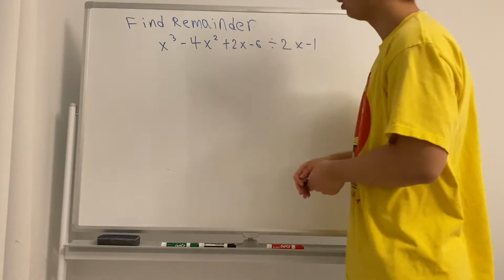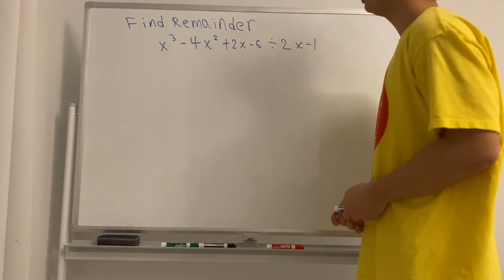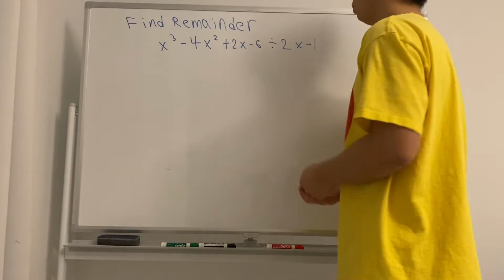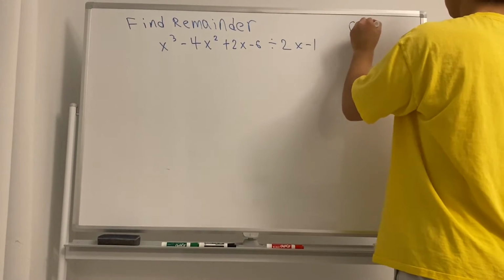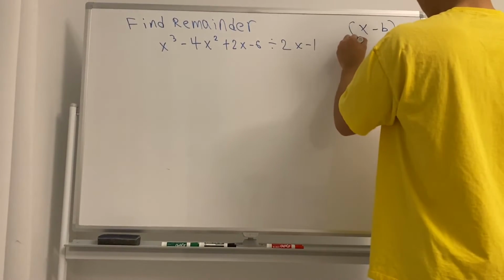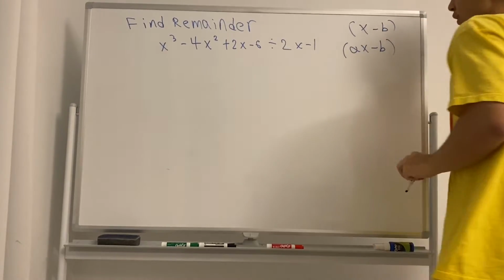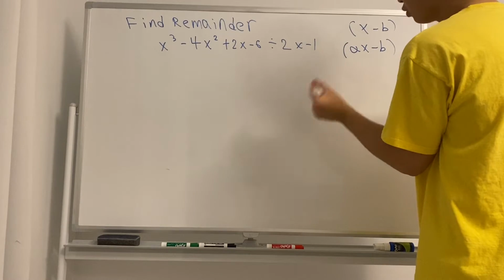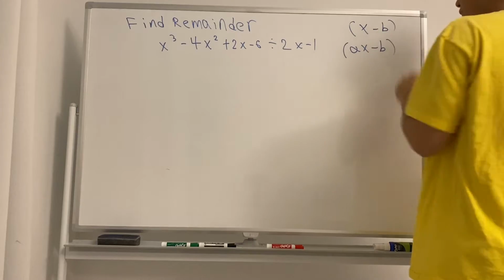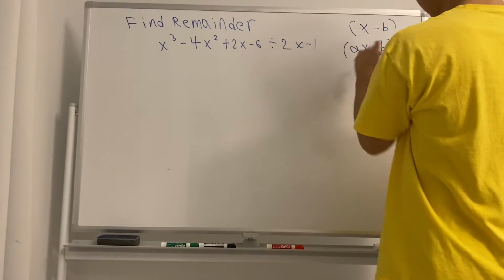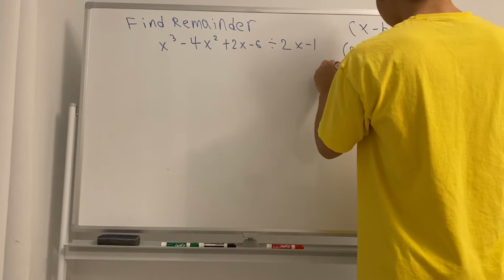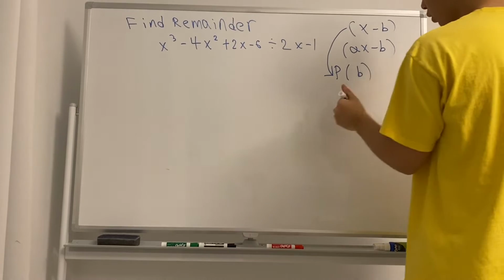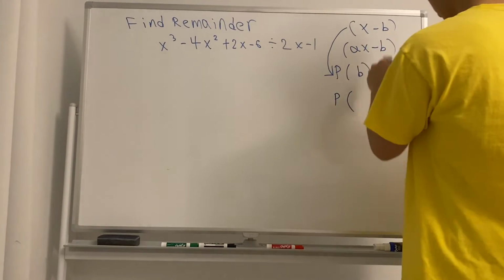Okay, so in this video, I'm going to show you how to use the remainder theorem. So basically, when a function is divided by a polynomial in the form x minus b or ax minus b, the root of that factor is going to be equal to the remainder. So the remainder of x minus b would be equal to b, and the remainder of ax minus b would be equal to b over a.